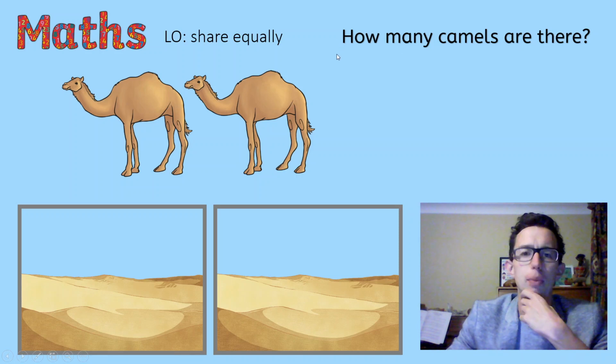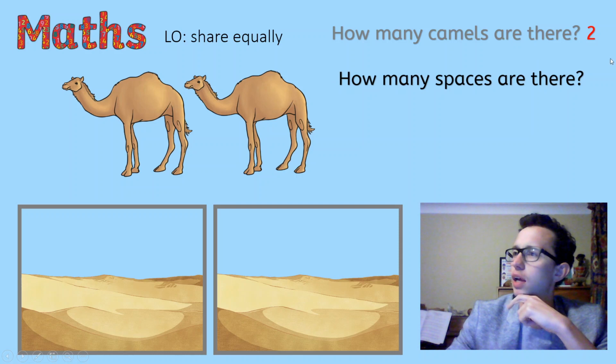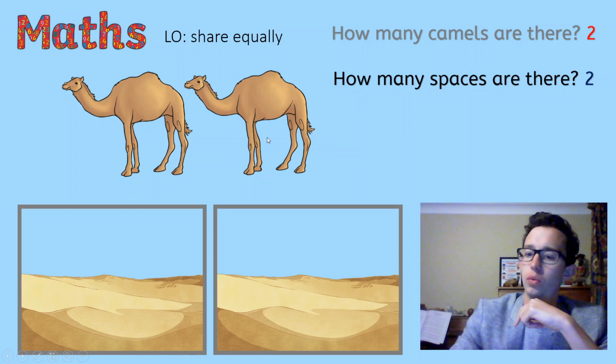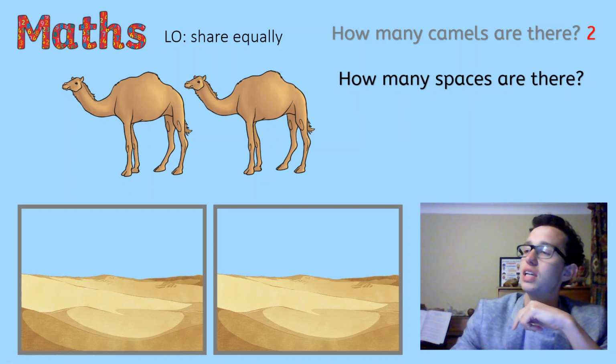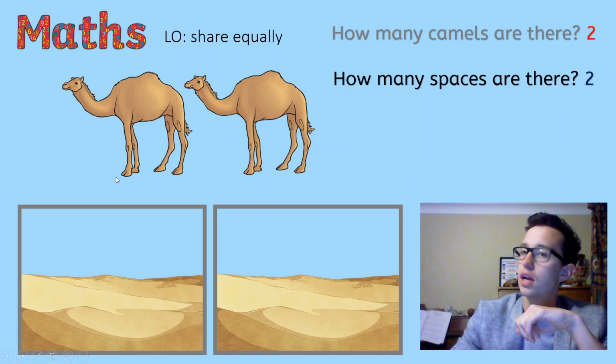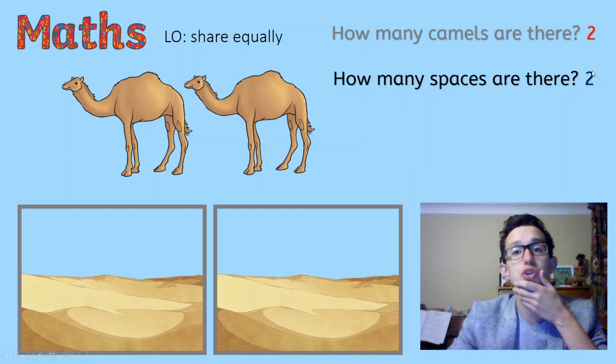How many camels are there? That's right. There are 2 camels. You said there are 2 camels. Well done. 1, 2. And how many spaces are there for those camels? We've got 1 space here and 2 spaces. So we've got 2 spaces. How many spaces are there? There are 2 spaces.